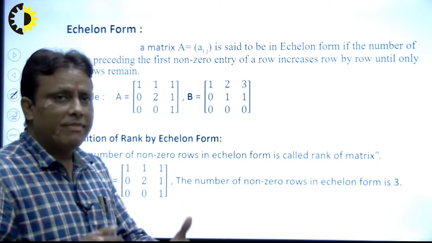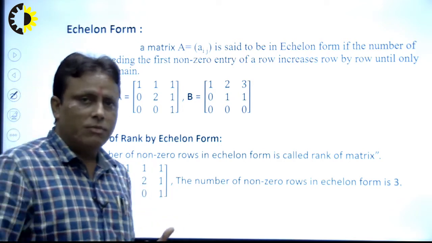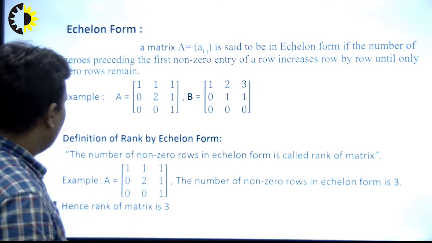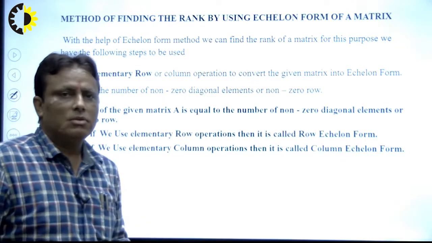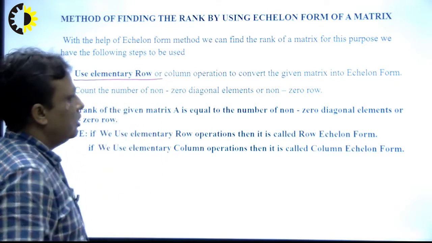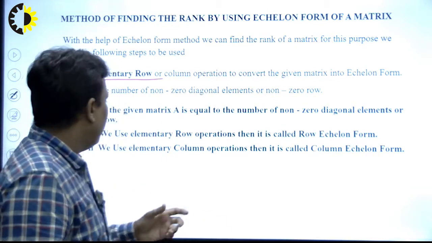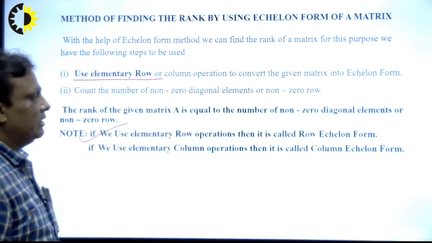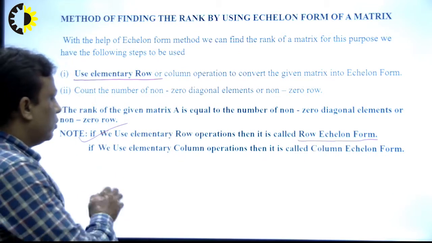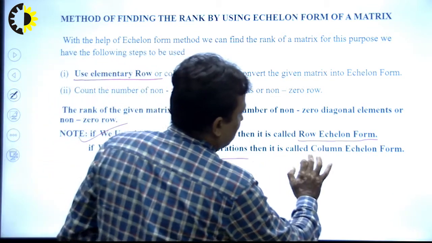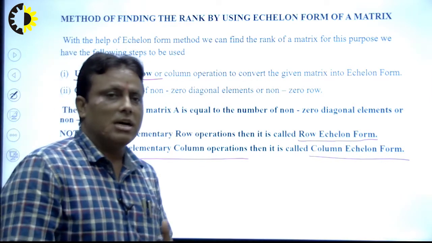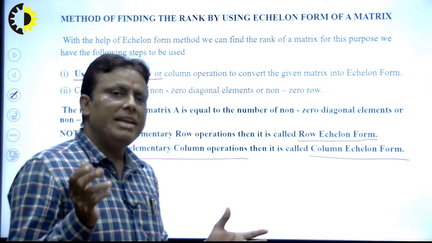There are 2 types of echelon form: the first is row echelon form and the second is column echelon form. If we apply only elementary row operations, that is known as row echelon form, and if we use elementary column operations, this is known as column echelon form. The rank of a matrix is always unique, whichever method we use.